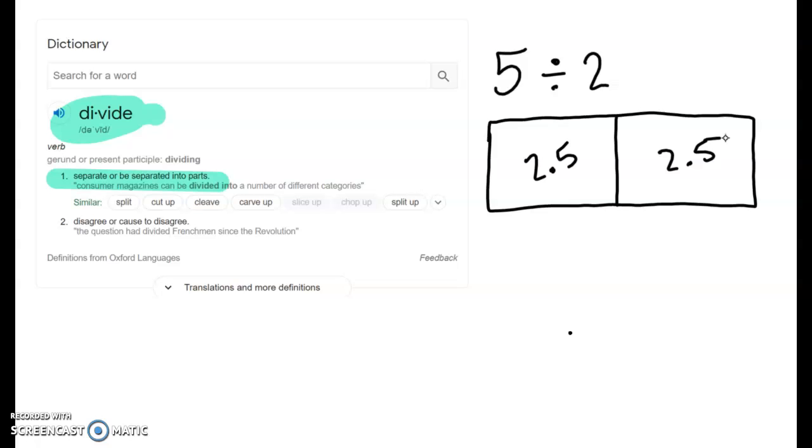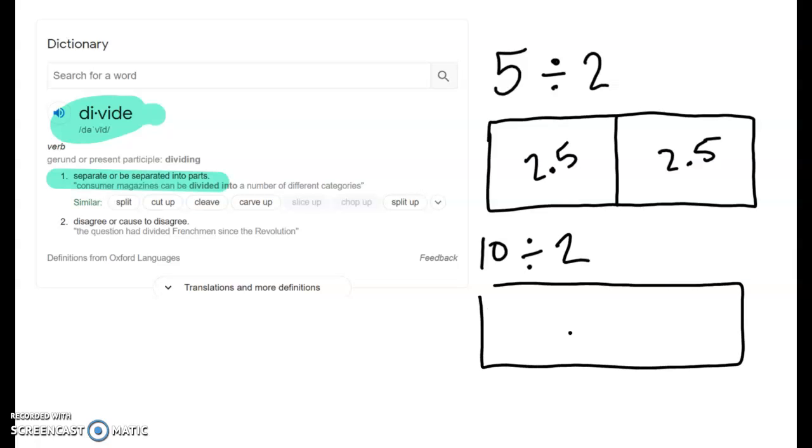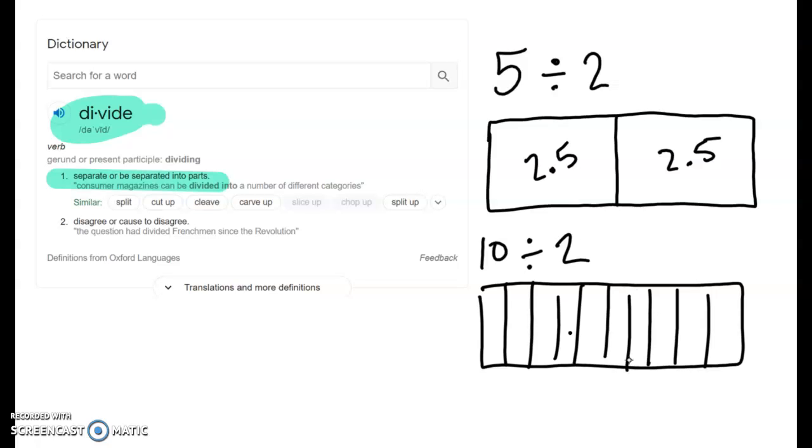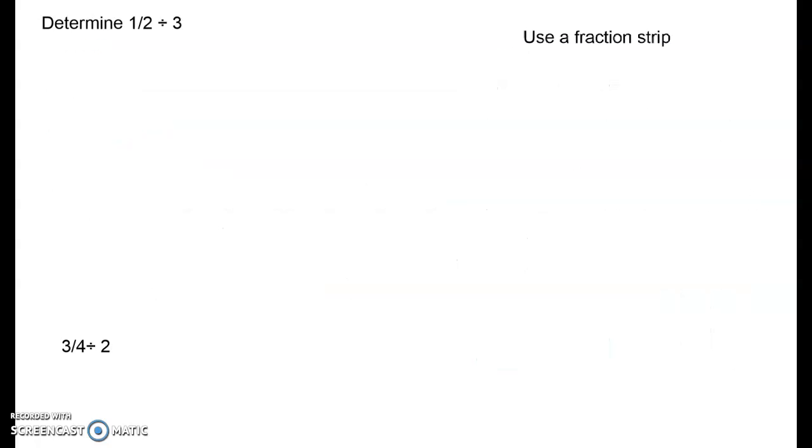We could do the same with 10 pieces. Sometimes 10, let's say, divided by, I don't know, let's do 2 again. That's easy. If I take 10, another way I could represent 10 is by showing 10 pieces. That's 10 things. And if I want to divide those 10 in exactly 2 groups, 10 divided by 2 would be 5. Let's talk about dividing fractions.